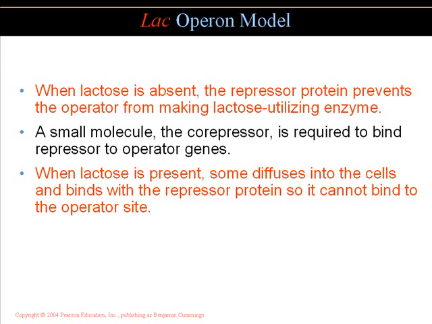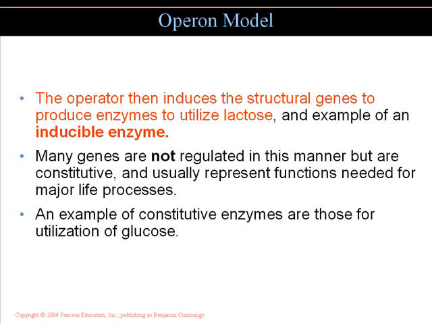So what you see here, when lactose is present, some will diffuse into the cell. It will then bind the repressor protein. Remember, the repressor protein actually stopped the lactose-utilizing enzyme. Because it binds to the protein, it cannot bind to the operator site, and thus that utilizing protein will be produced. The operator then induces the structural gene, as I just said, and produces the enzyme that can utilize lactose. This is an example of an inducible type of enzyme. Again, this model applies to almost every bacteria and almost every protein synthesized in these various bacteria.